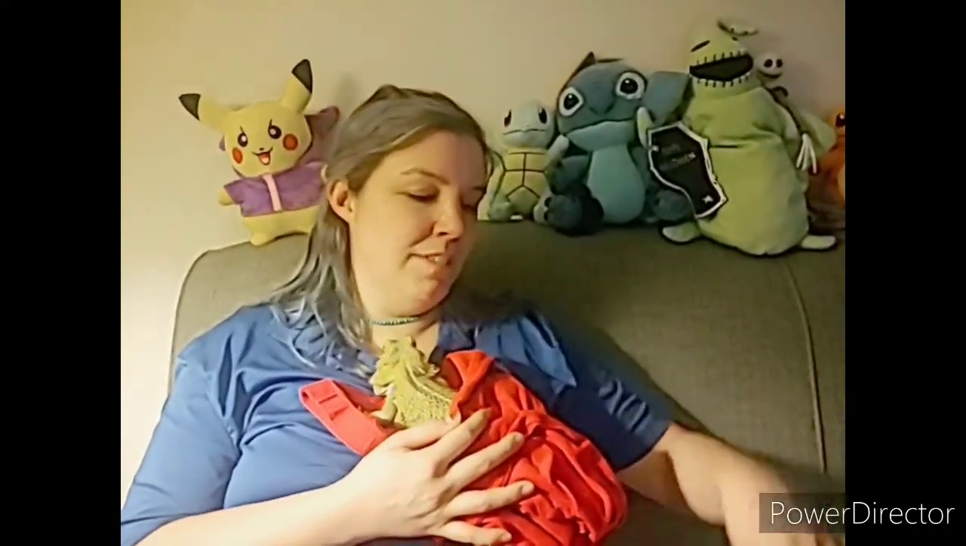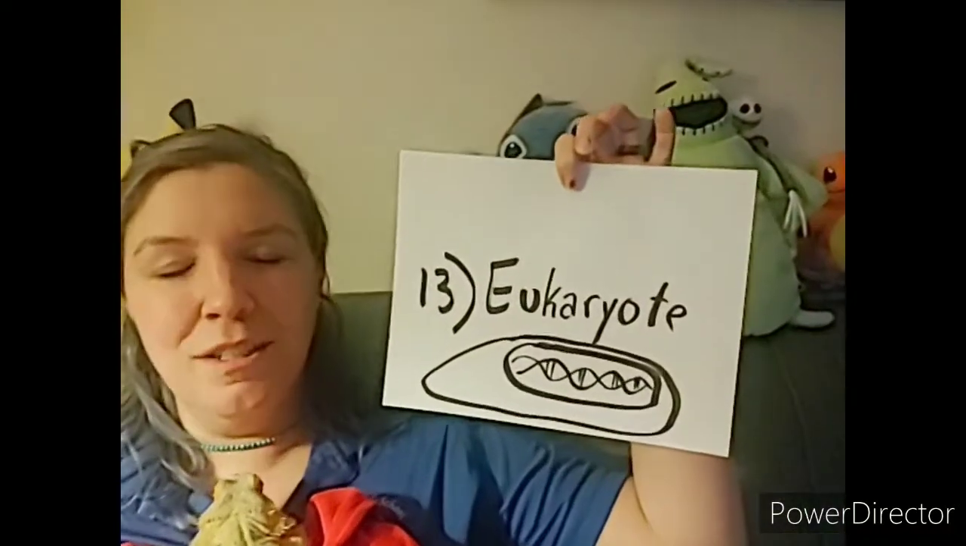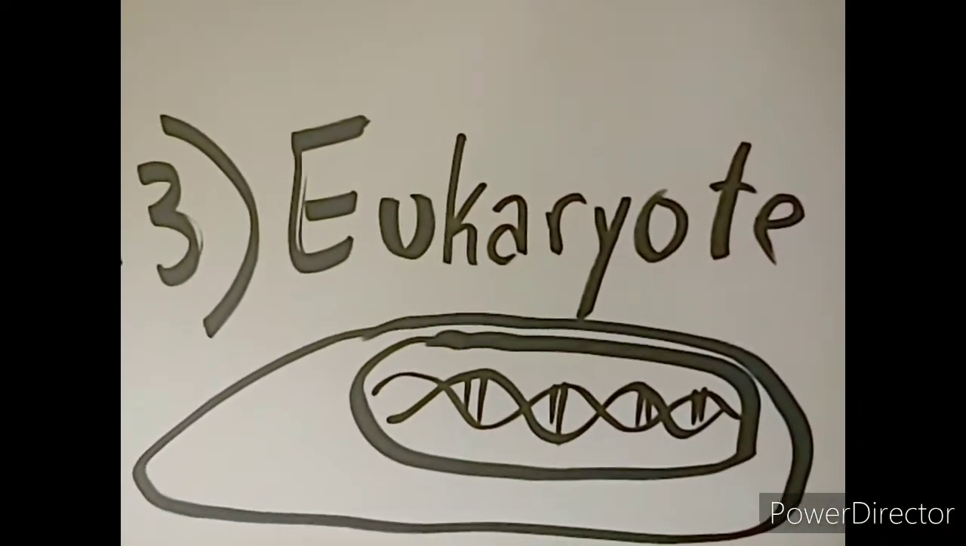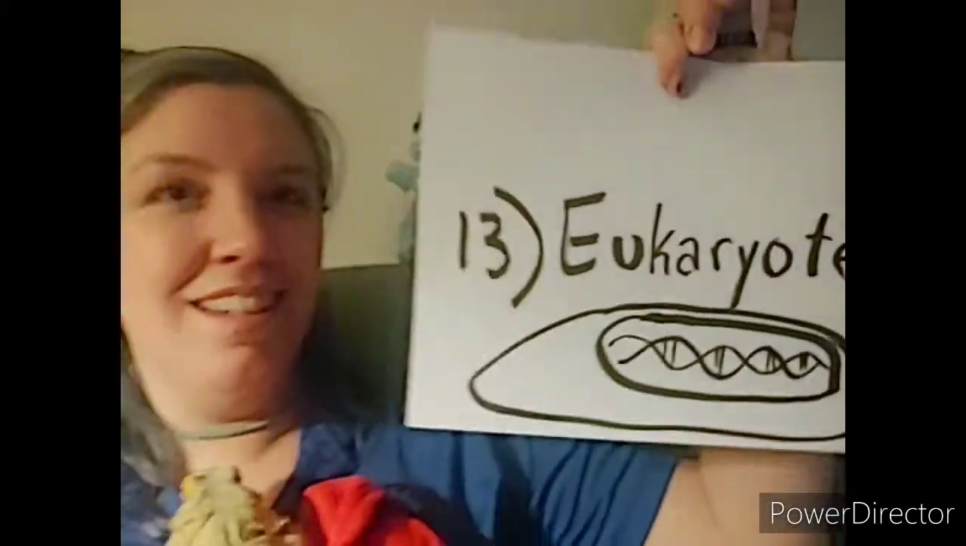Prokaryotes can only ever be unicellular. So Eli's not a prokaryote. Eli's a eukaryote because his cells have a nucleus that the DNA lives inside of, nice and snug in its little nucleus. We're eukaryotes too.